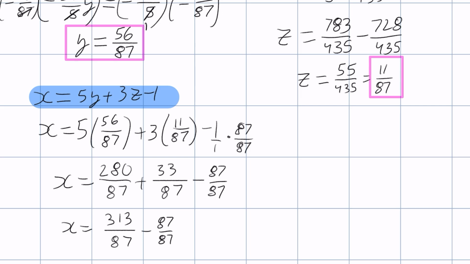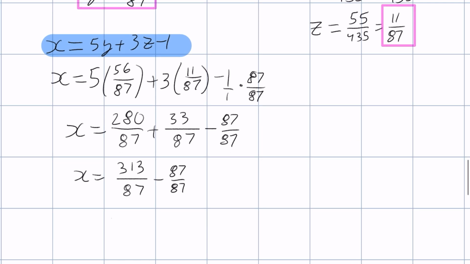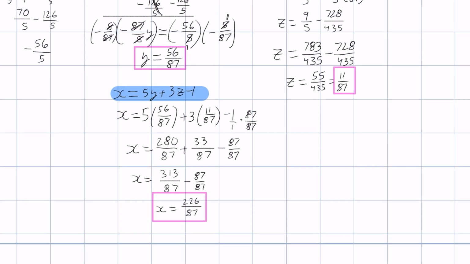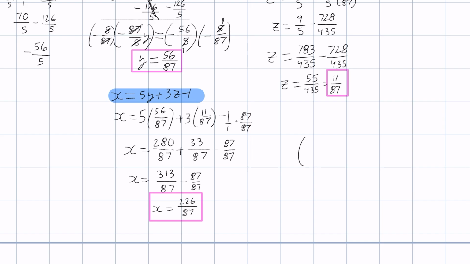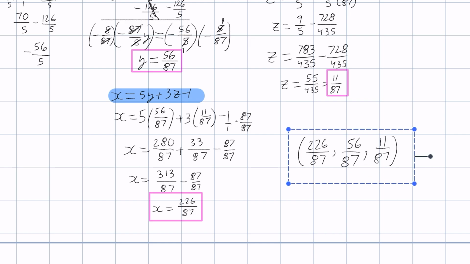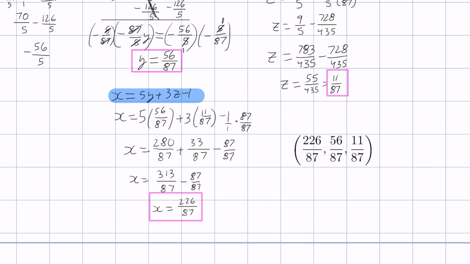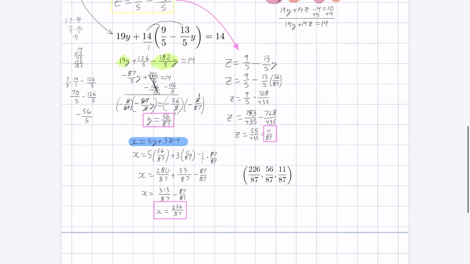Now, we subtract 87 from 313, so x becomes 226 over 87. This is the very last piece of our solution. So our ordered pair solution is 226 over 87, 56 over 87, and 11 over 87. And that's it. We can check that in the original, and you will find that that works in all three equations. So quick summary.